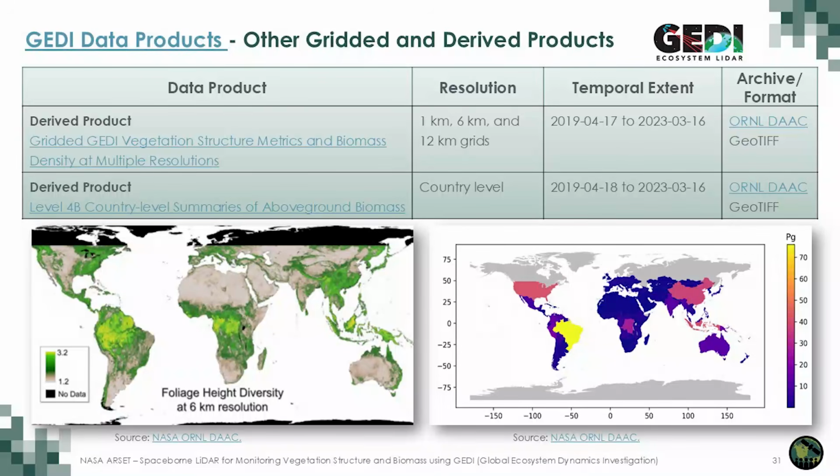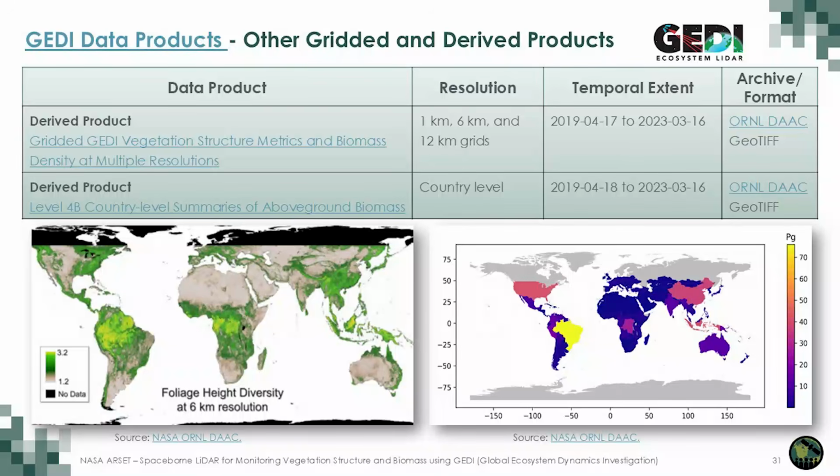The Level 4B country-level summaries for above-ground biomass are also completed at multiple time periods throughout the GEDI mission to help countries meet reporting standards. The figure on the right demonstrates countrywide estimates of total above-ground biomass in petagrams created using the Level 4B 2.1 version. This dataset also includes biomass estimated by FAO for comparison.